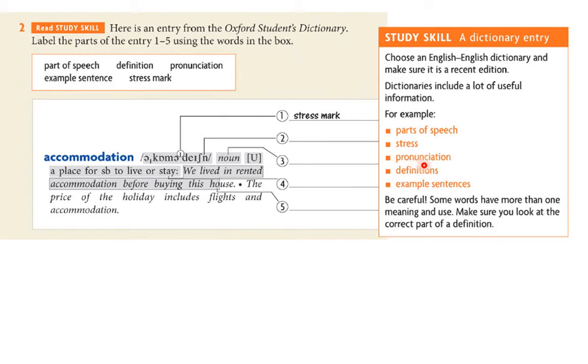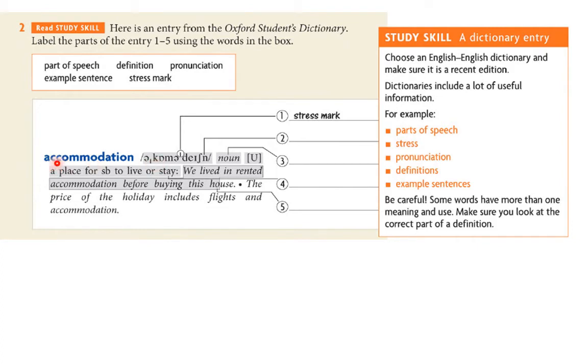Pronunciation is how to say the word. For example, to say accommodation in a proper way, we can go to the dictionary and see these letters. These letters are used to write the pronunciation of the word.